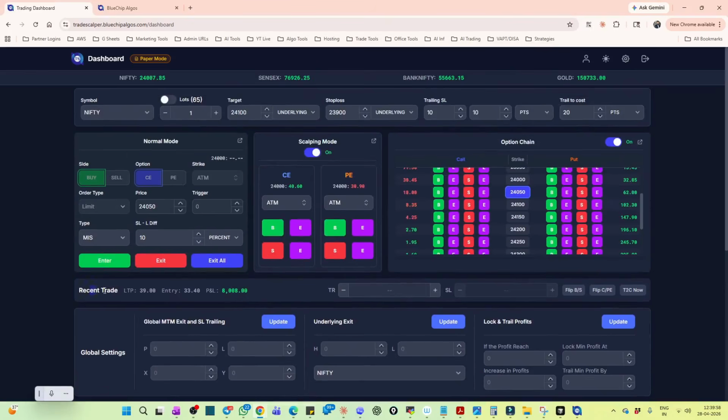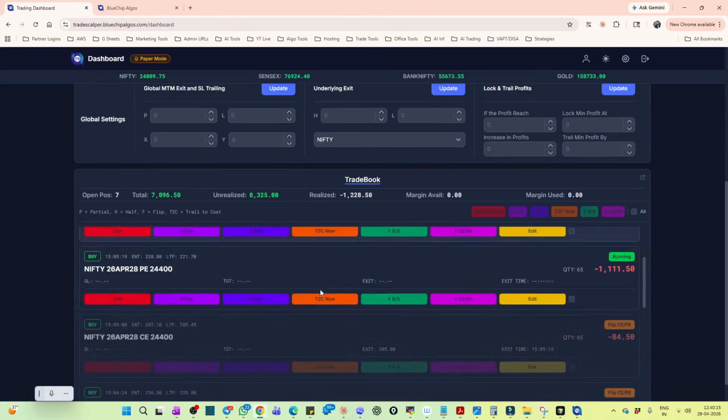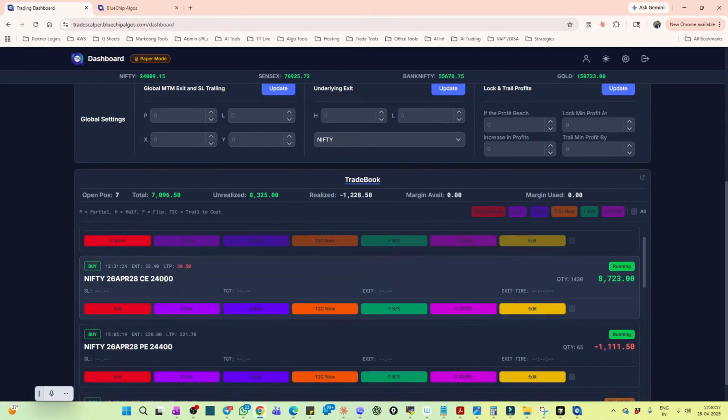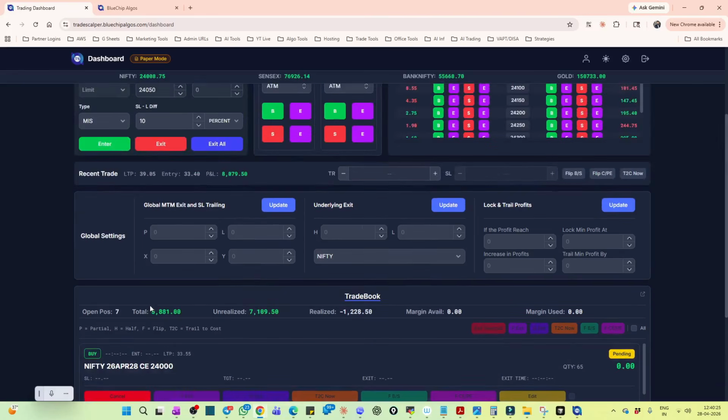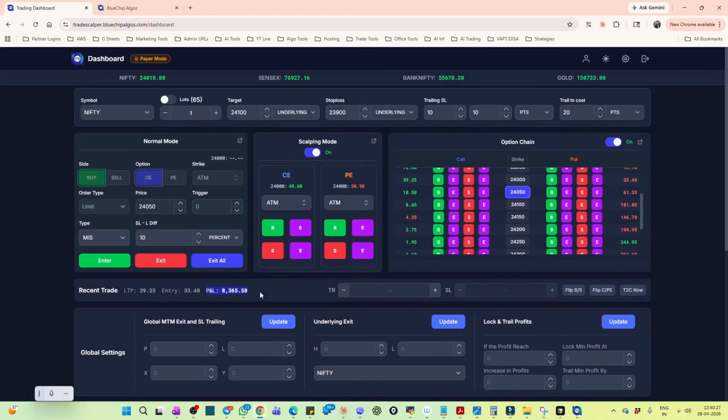And then you have the recent trade section. This recent trade section will show you only the recent trade. Whatever is the recent open position that you have chosen, that position will be shown here. So in this case, you can see that the recent position is this, because this one is still pending. 24,050 is not yet met. So this recent position that's taken is now shown in the recent trade section.